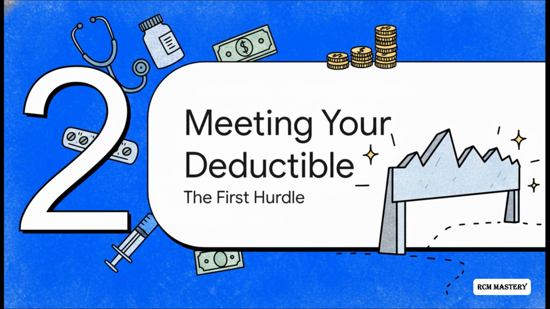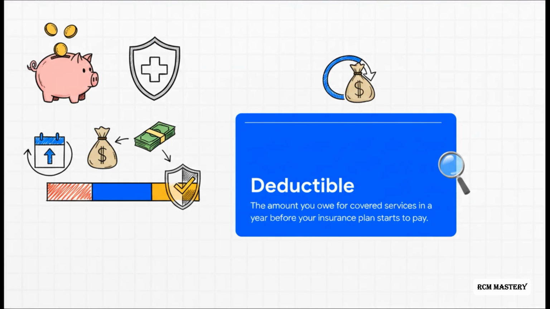So once you start using your insurance for medical care, you'll run into what you can think of as the first hurdle. And that hurdle is your deductible. Your deductible is the specific amount of money you have to pay out of your own pocket for covered medical services before your insurance company starts to contribute. It's a figure that almost always resets once a year.